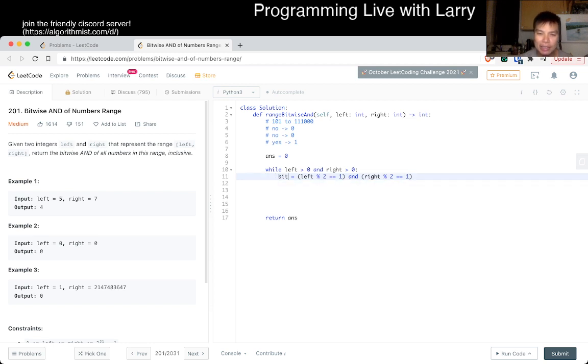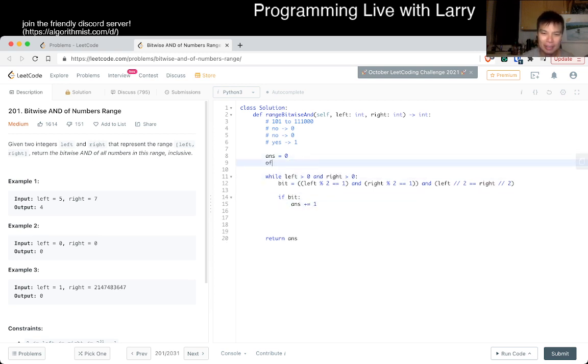Initially it has to at least be true that the last digit is 1, because if it's 0, then it already is a 0. And then this, and left divided by 2 is equal to right divided by 2. As we said, the prefix has to be equal, and you have to be careful that you cannot multiply by 2 on both sides, because these are integer divisions, right? So it's not closed. Okay, so if bit, then answer plus equals 1, I guess, and then maybe we just do an offset.